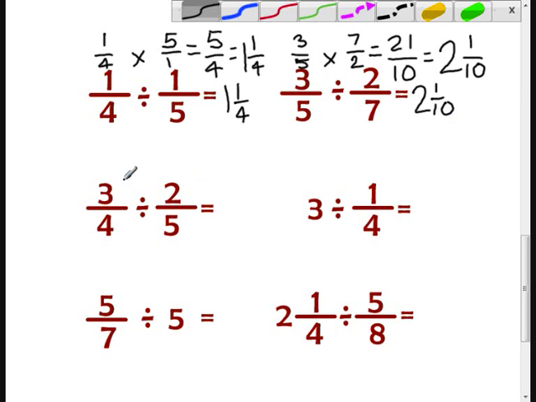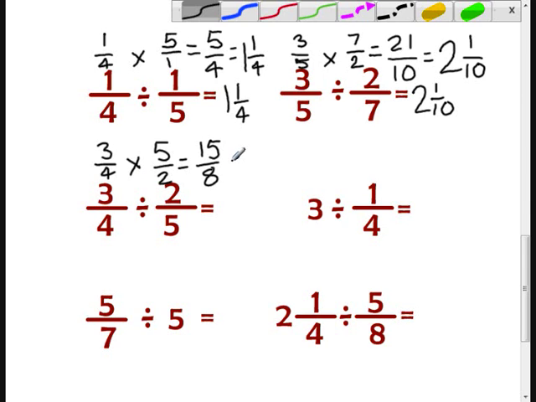Next example, 3/4 divided by 2/5. We'll rewrite the problem with multiplication instead of division, and we'll turn the second fraction upside down, 5/2. Now let's multiply. 3 times 5 is 15. 4 times 2 is 8.